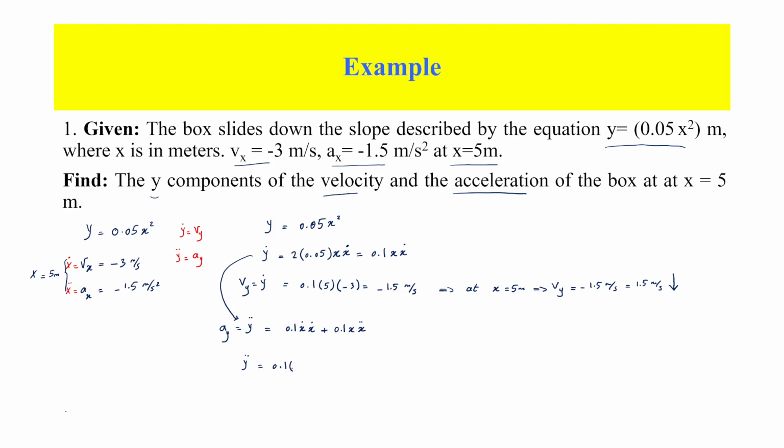0.1 times the value of x dot, minus 3, times minus 3, plus 0.1 times x as 5 meters, times x double dot, which is minus 1.5 meters per second squared. So the answer of this part is 0.15 meters per second squared. We can say at x equal 5 meters, the acceleration of the object along the y-axis is 0.15 meters per second squared. This is another example of curvilinear motion in the Cartesian coordinate system. Thanks for watching.